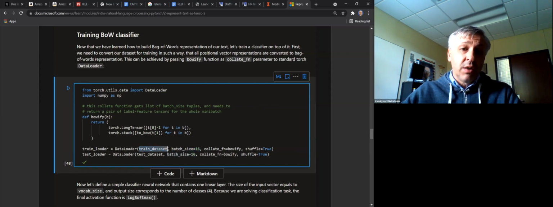So far our training data set is just text, right? We haven't done anything to it yet. It's text that we need to convert to numerical representation, and then we also need to convert it to the bag of words representation. For that we will use this parameter called collate function, which we will supply with code, a function that performs that collation. So what exactly is happening here? This collate function gets a list of batch size tuples, and then it returns a pair of label and feature tensors for the whole mini batch. That's what this function is going to do.